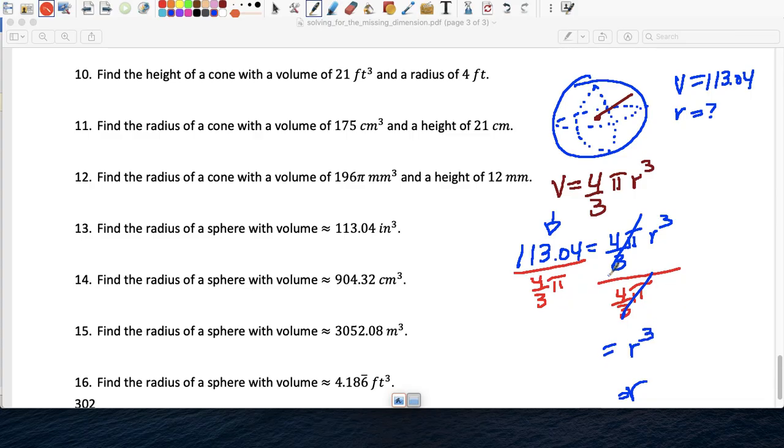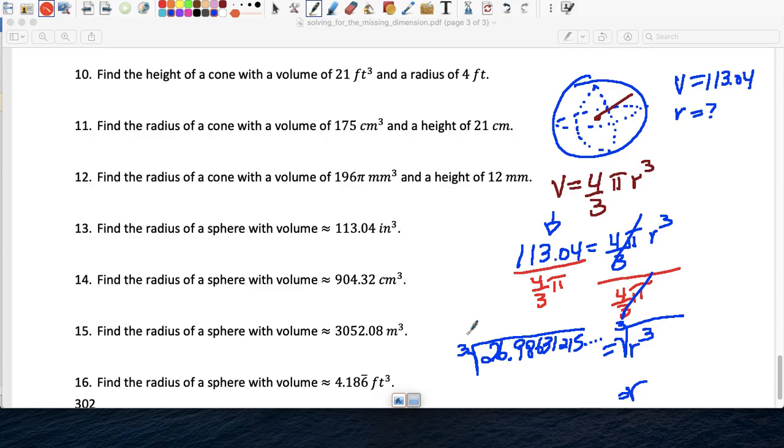And on the other side, take 113.04 over 4/3 times pi, and then we're going to get this ugly number, 26.98631215... We're going to take the cube root of both sides. Remember, you have to put this little 3 here because it's the cube root. Otherwise, it's the square root. So cube root here on both sides.